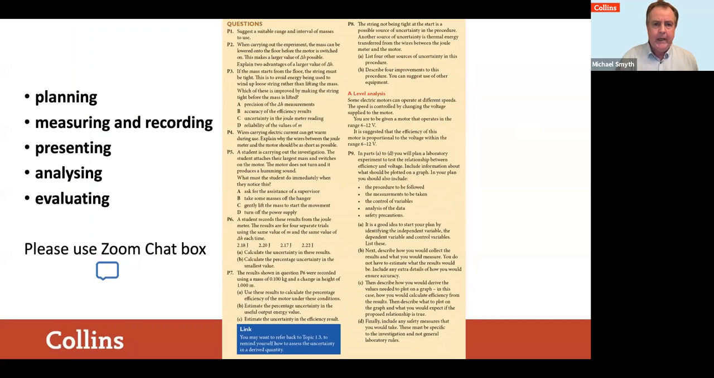And on the next page, we get the questions. And as you'll see from these, students don't have to physically do the experiment to be able to answer the questions. So I'd like you to look at those different questions from P1 through to P9 and decide which of those skill areas on the left are covered by those questions. And we'll give you a few minutes to do that. When you get some ideas, just use the chat box.